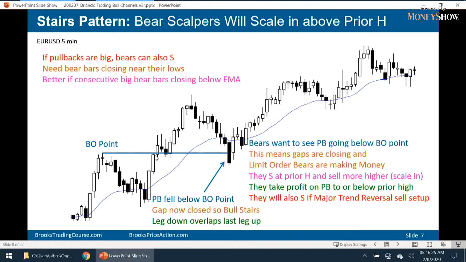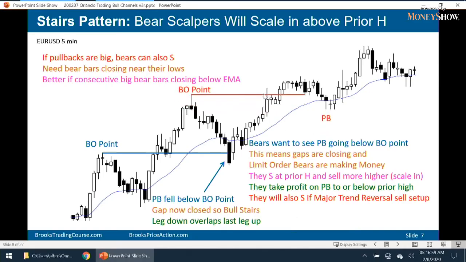A bear, he'll sell at the prior high and sell more higher, expecting pullbacks to fall below the breakout point. He can get out break even on his first sell and with a profit on his higher sell. In general, if I see this, that's a surprise. It's a surprisingly strong breakout. I'm not going to be selling there. However, if I see this, a pullback below the breakout point, I probably will start to look to sell at a new high.